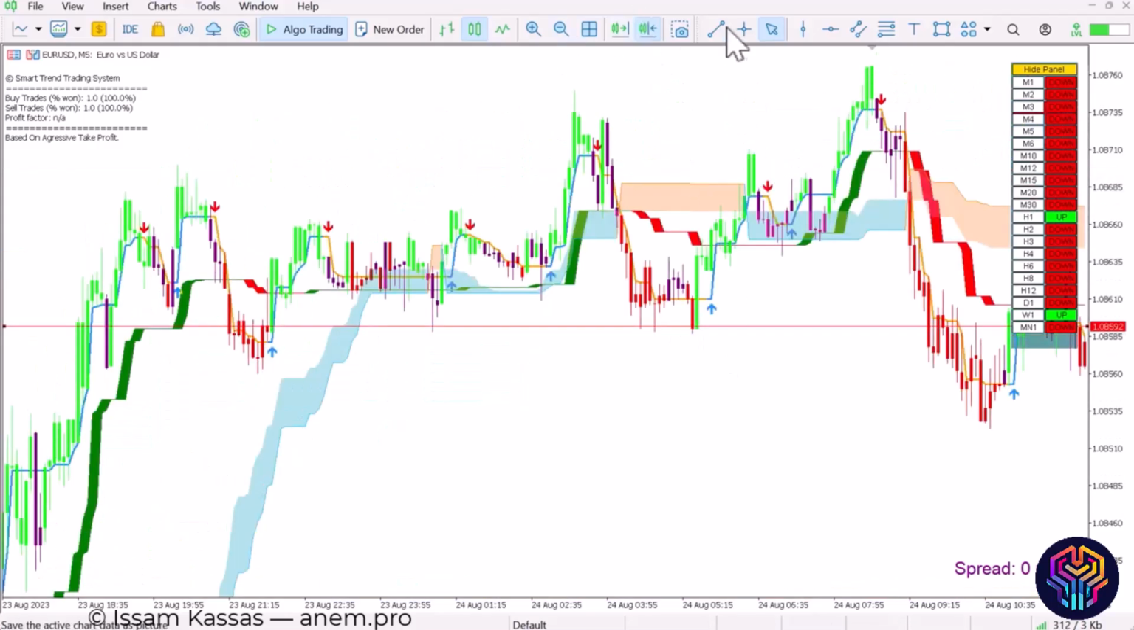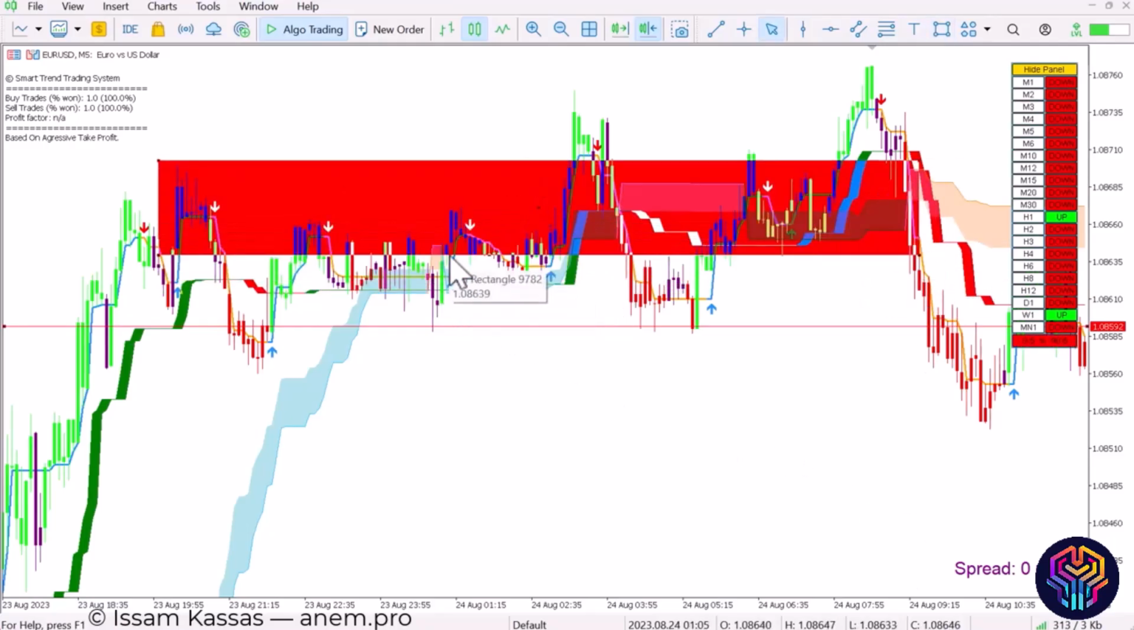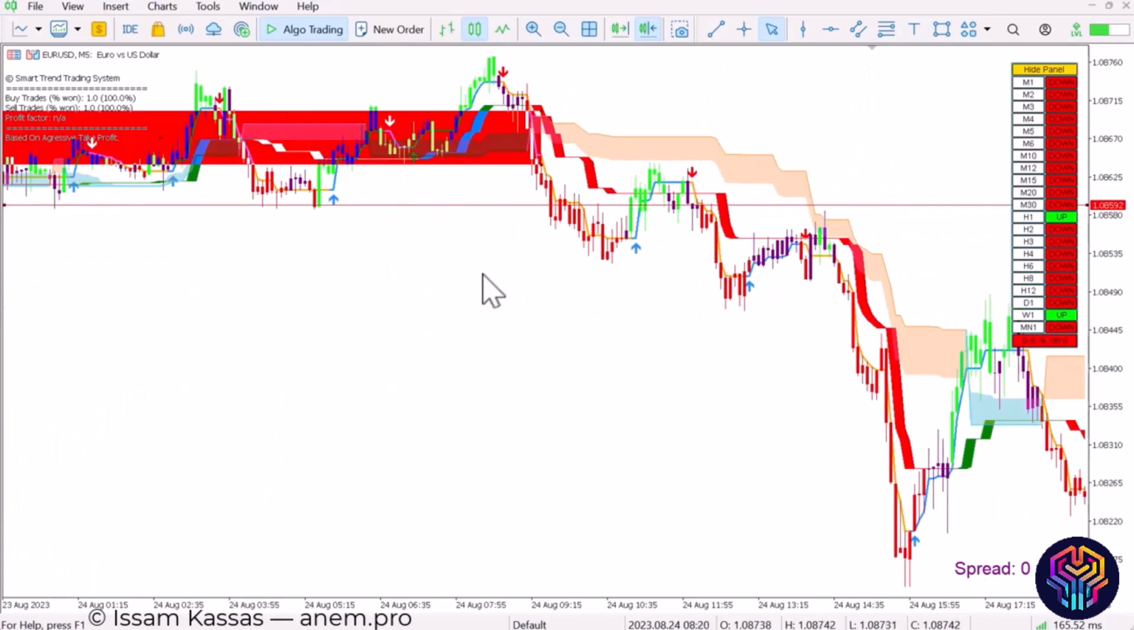In here, the price started to create a sideways move again, and that is also something that you want to avoid. Moving on, as you can see, the price is changing colors, and the price in the smart cloud is mixing up, so you might want to move on.